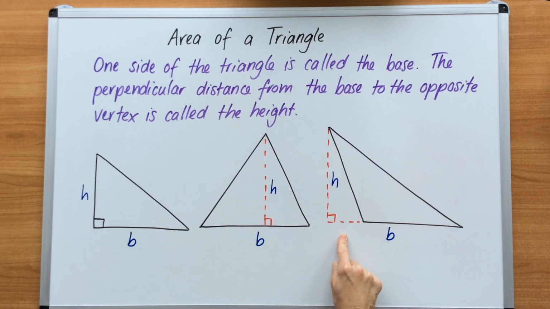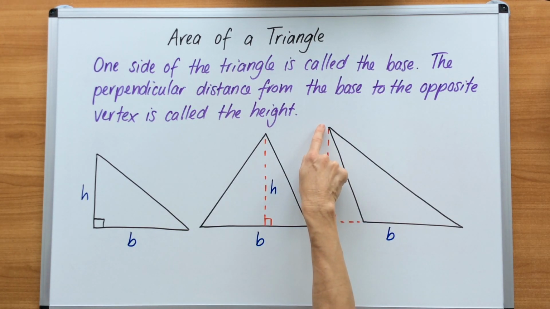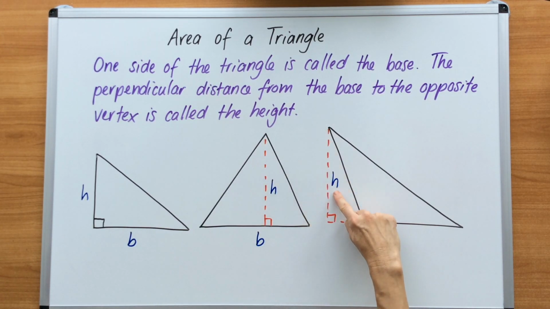Sometimes we're given measurements outside the actual triangle itself, so it's important to have a look at these dotted lines and find the right angle. This dotted line is like an extension of the base, which we've identified here, and it runs up at a right angle to the very top point of the vertex of the triangle. So this is the height.